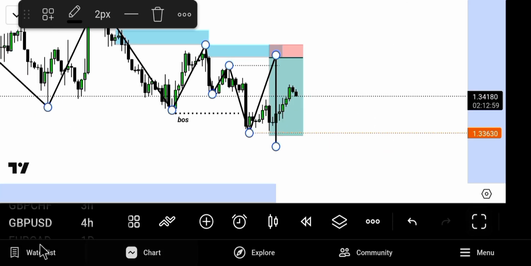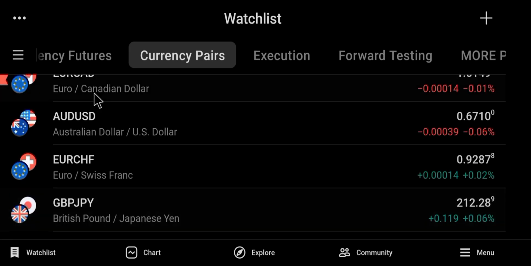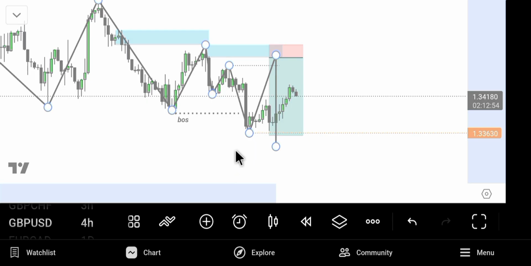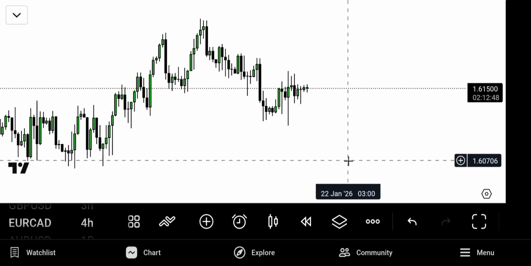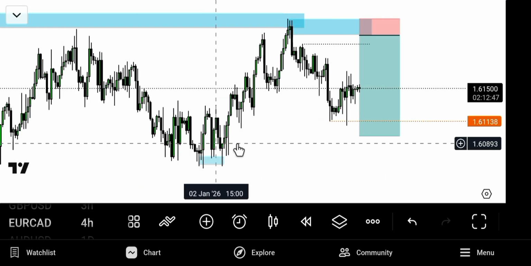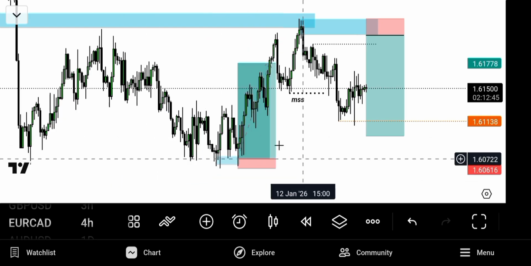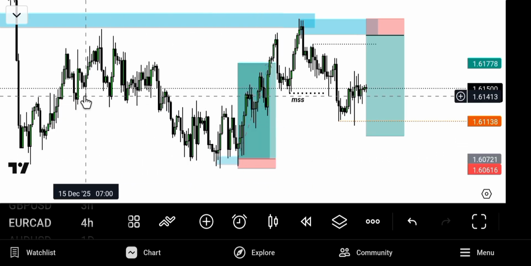Now, next setup, we have actually analyzed this Euro card a few days ago. So what do we say in this Euro card? What do we have here? This is a previous trade we took, which was a nice trade, and it's using the same logic.